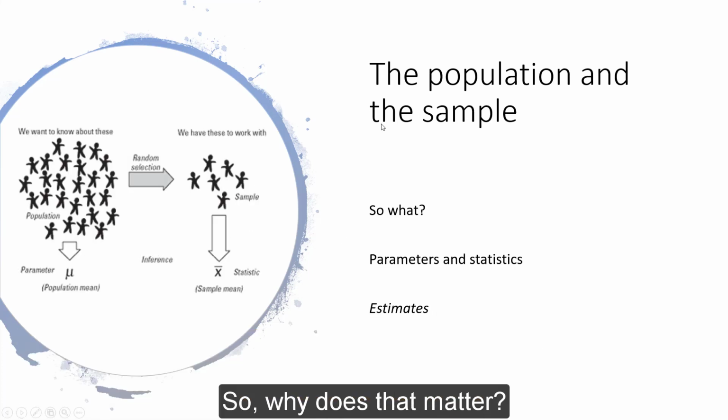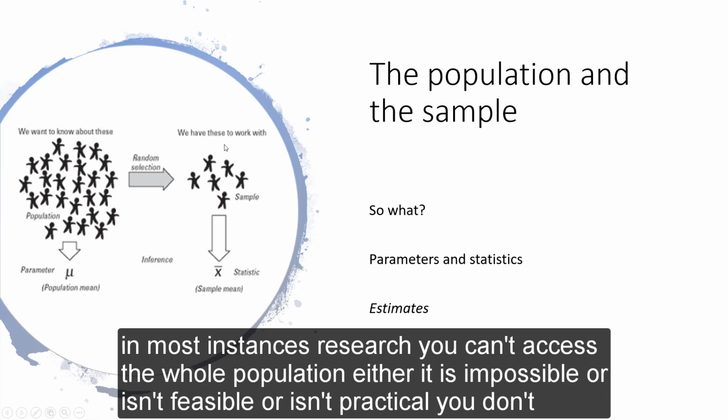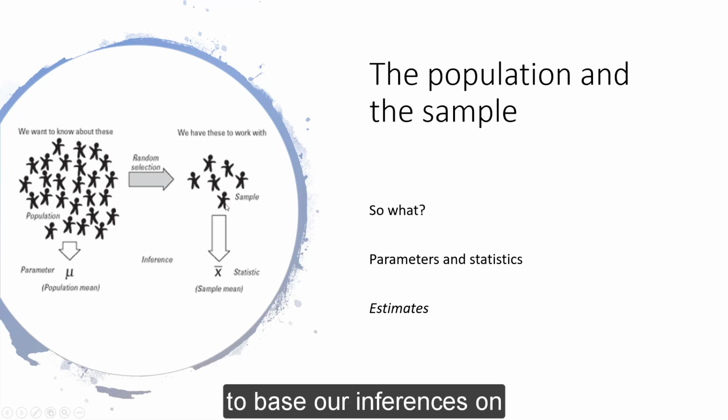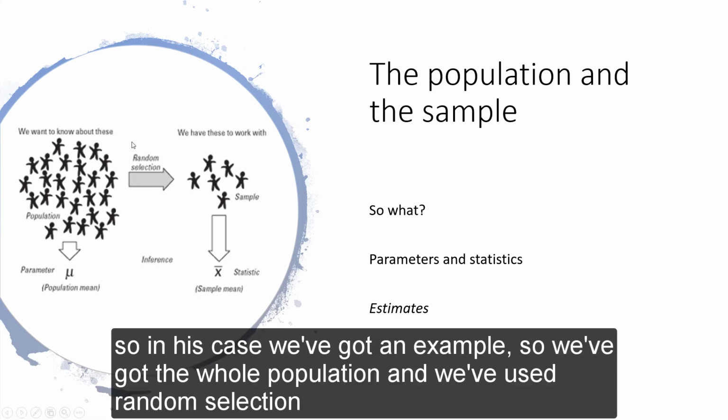So why does that matter? In most instances in research, you can't access the whole population. Either it isn't possible or it isn't feasible, it's not practical, you don't have the resources to do that. So all we have are a selection of individuals from that population to base our inferences about the population on. So in this case, we've got an example.